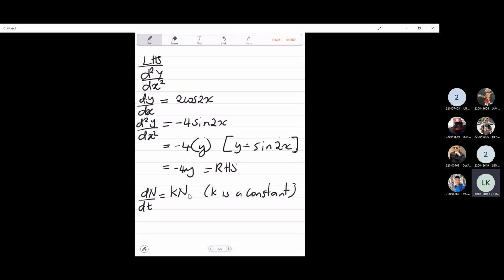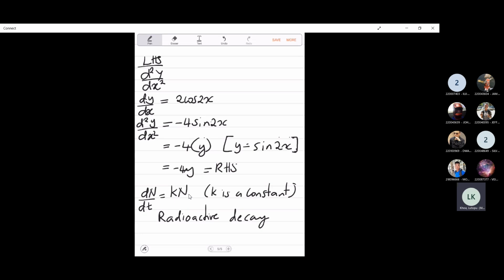So we use this in radioactive decay. When we talk about half-lives, I'm not sure if in mechanics you talk about half-lives of radioactive material, but this is also used in population studies. You will see this formula also when they're talking about the growth of a population.